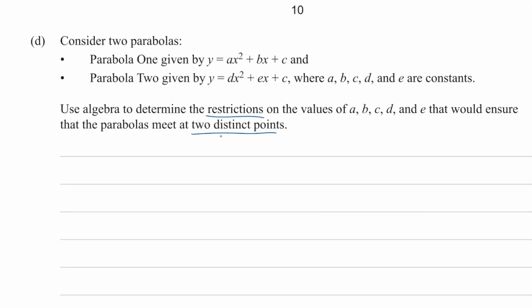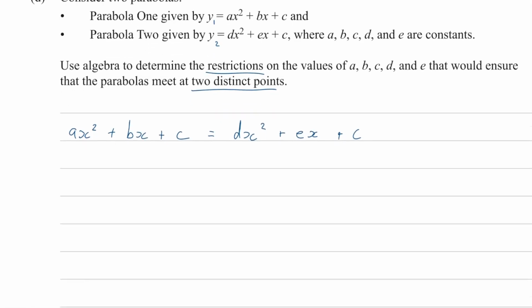So they will meet or they will intersect when y1 equals y2. Right? For two functions to have an intersection point, they must equal each other. So we can write that as ax squared plus bx plus c must equal dx squared plus ex plus c. Now, will this be one or two distinct points? We don't know, right? We haven't got that far. All of this is saying is that we're looking for the intersection points between these two parabolas.